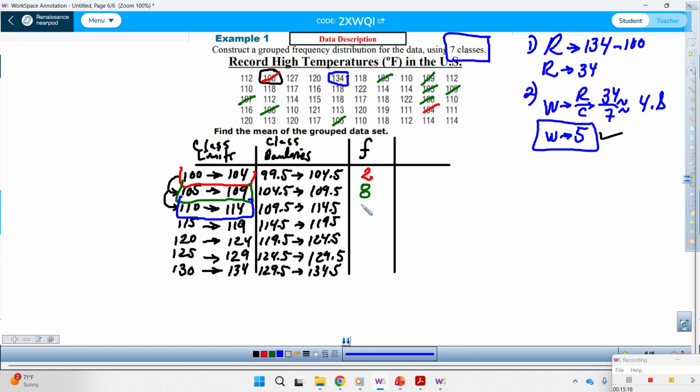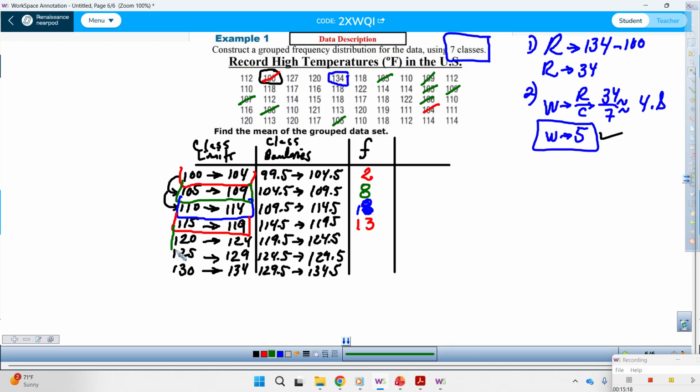How many? 16? Hands if you got 16 for the next one. Everyone got 16? 18? All right, 18. All right, next one. Continue. Bree, what'd you get for the next class from 115 to 119? 13? All right, sounds about right.